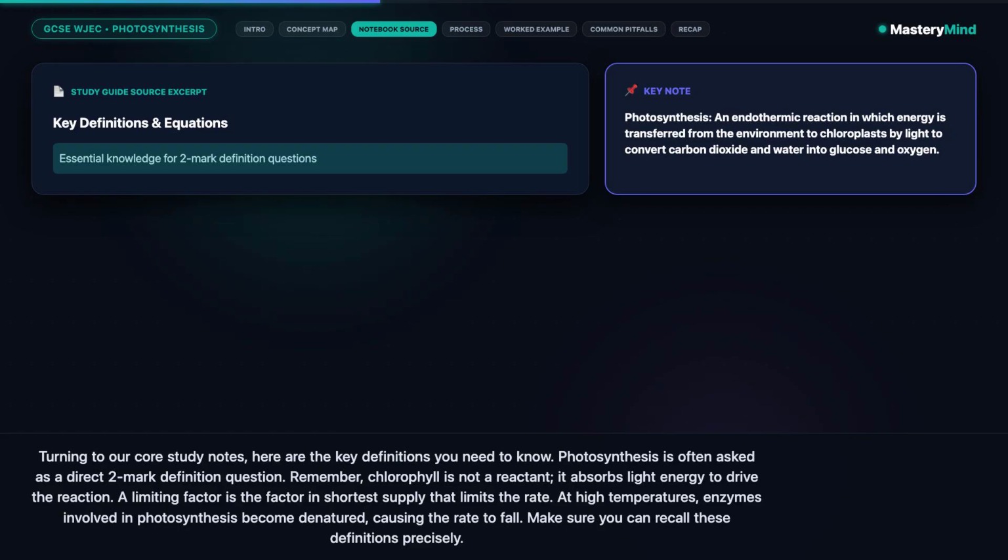A limiting factor is the factor in shortest supply that limits the rate. At high temperatures, enzymes involved in photosynthesis become denatured, causing the rate to fall. Make sure you can recall these definitions precisely.